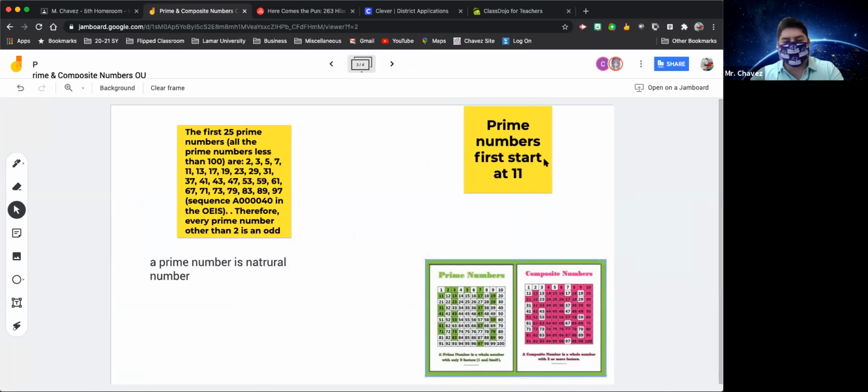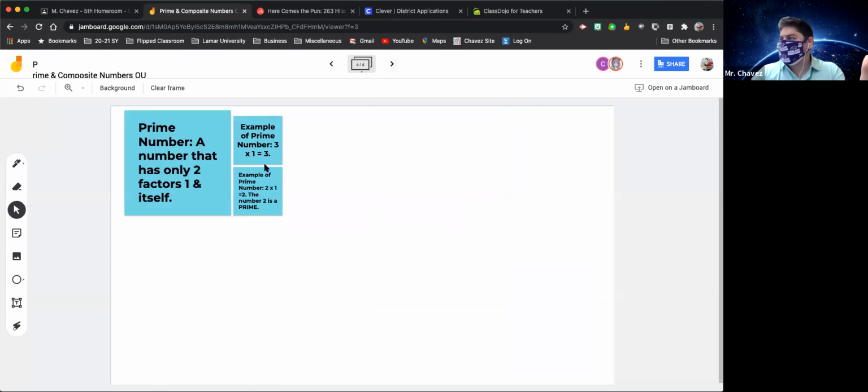The prime numbers don't start at 11. Really, a prime number is not about odds and evens. A lot of people think, oh, if it's an even number, it's going to be composite, and if it's an odd number, it's going to be prime. It's not like that, because if you see here, the number 2 is even, but it's a prime. Okay, so that's a prime number.